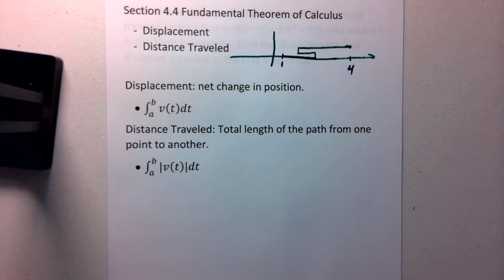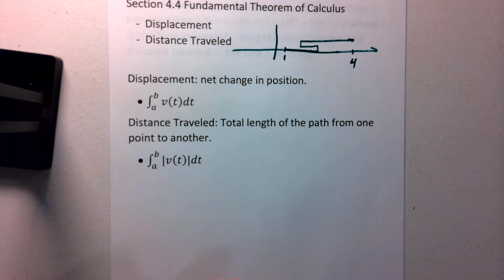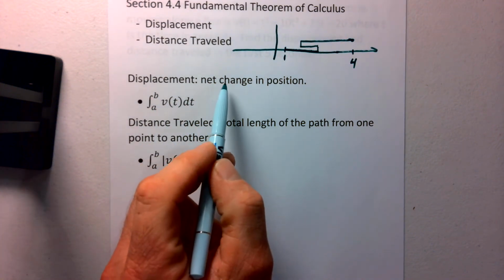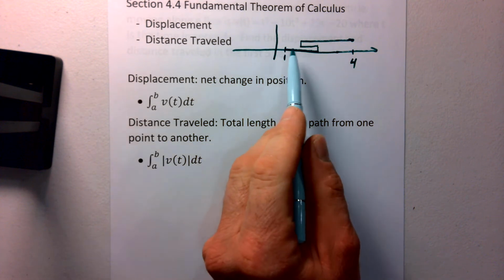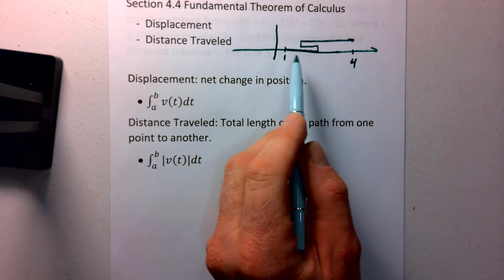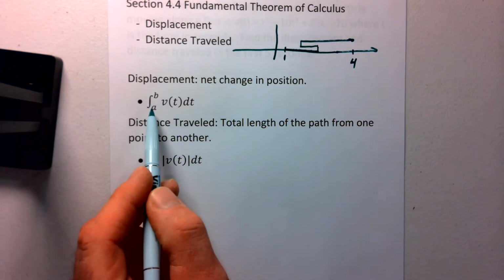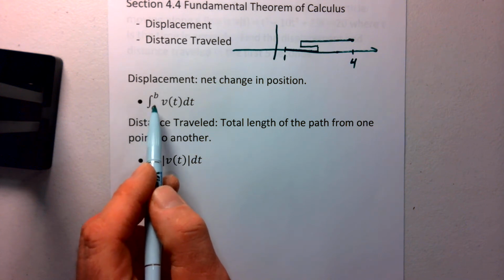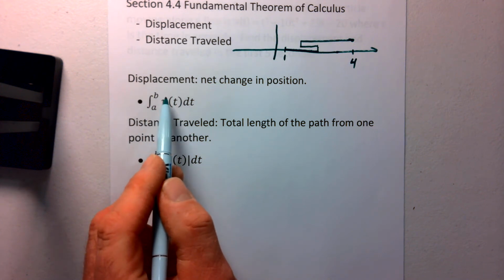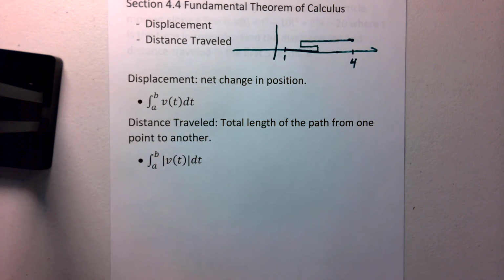Remember, integration is an accumulation of something. In this case, it's going to be of distance. So our displacement, our net change in our position, again from that 1 to 4, that would be a net of 3. We're going to find that by simply taking the integration from a to b of our velocity function. And we've got to take it with the velocity function in order to be able to find that displacement.